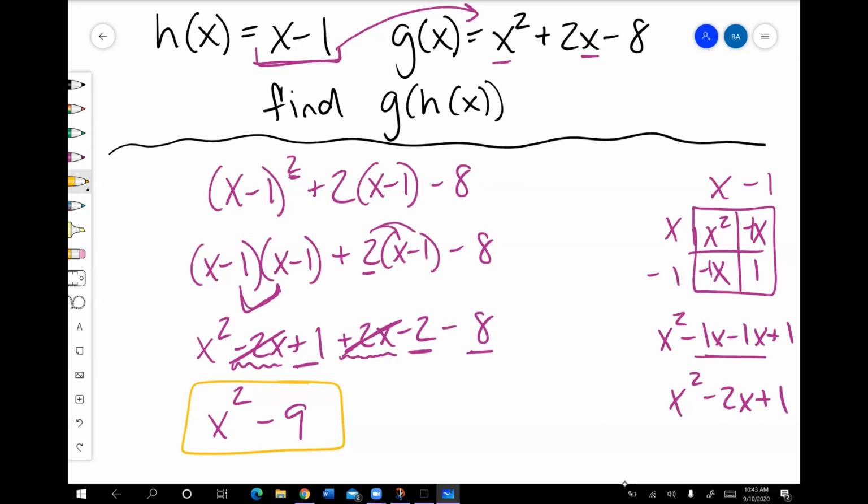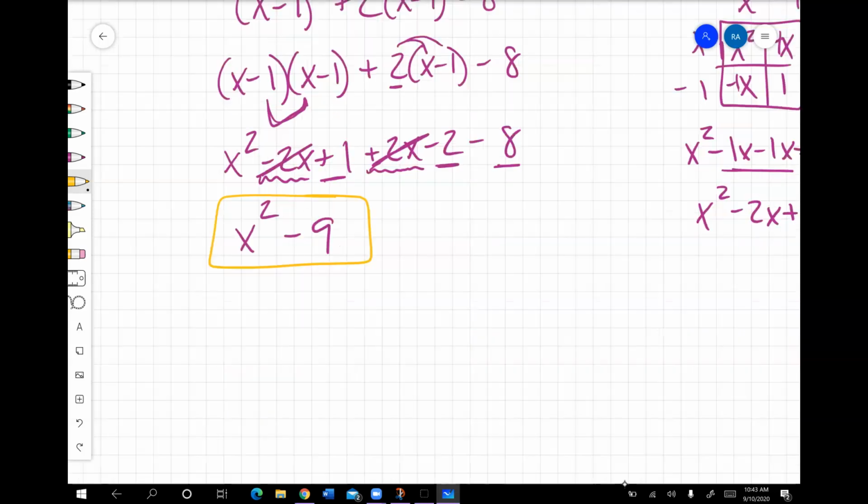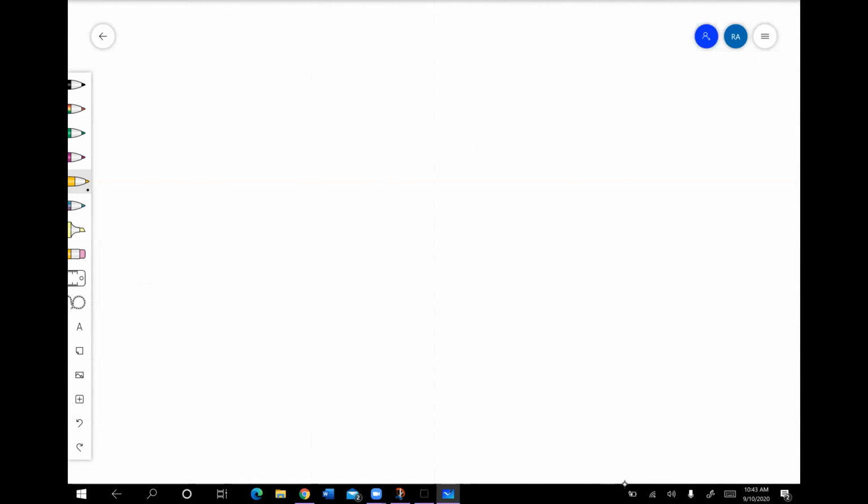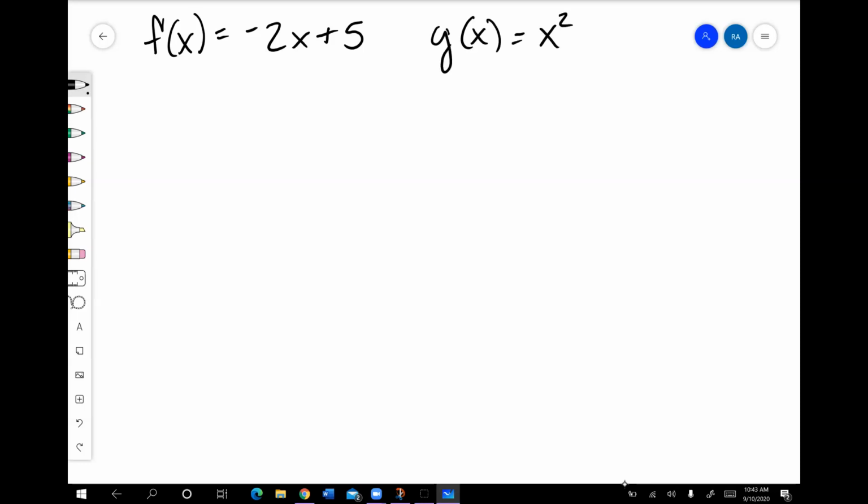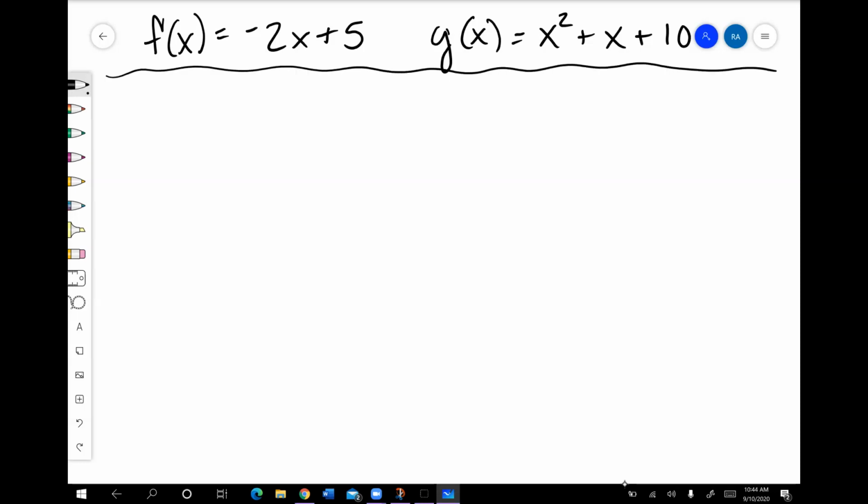Okay? All right, last problem I'm going to do, unless you request more, okay? All right, this one is going to be f of x is equal to negative 2x plus 5, and g of x is equal to x squared plus x plus 10. I'm actually going to do this one both ways, okay? I'm going to split it down the middle here.